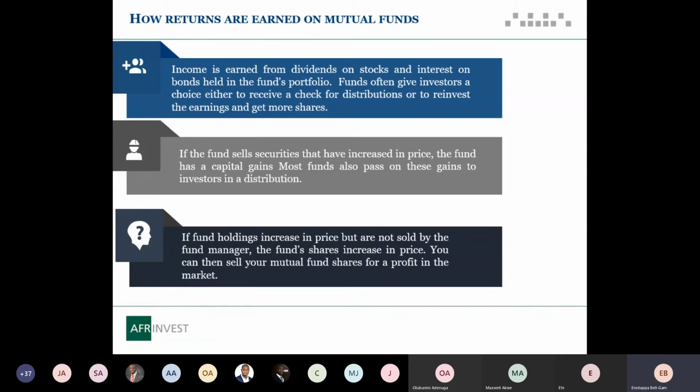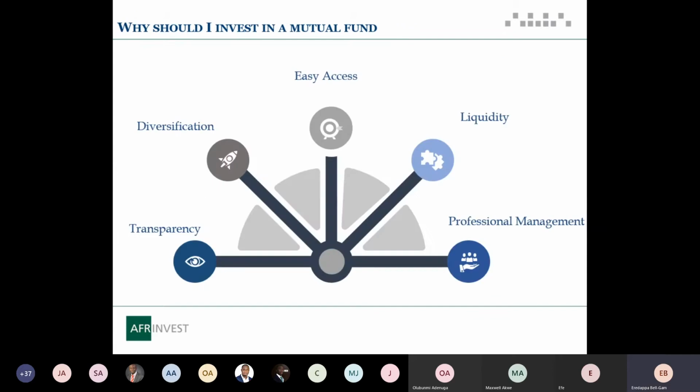Anyway, a lot of fund managers make that available for investors to keep track of their investments and the performance of the investment. That's one of the advantages of investing in a mutual fund, because it's very transparent. The operations are very transparent for everyone to see. So these are some reasons why you should invest generally in a mutual fund. First, for diversification.